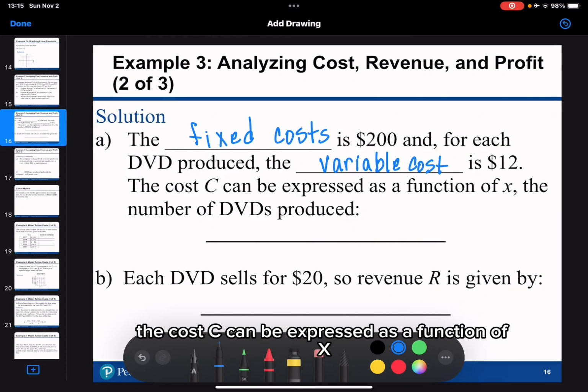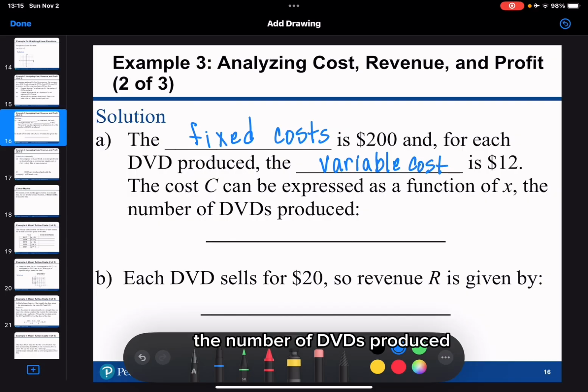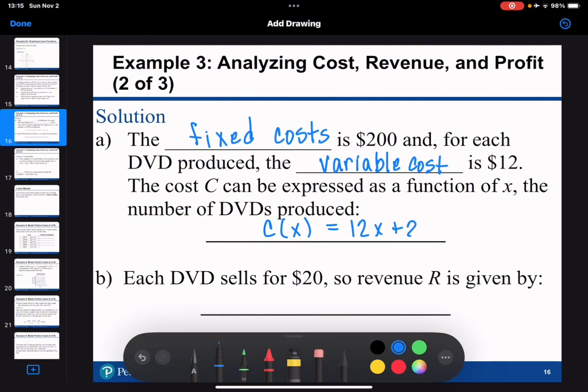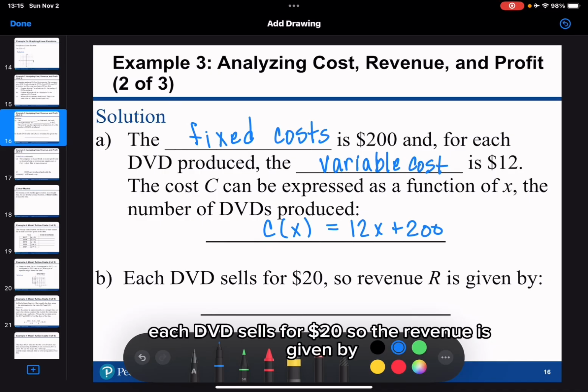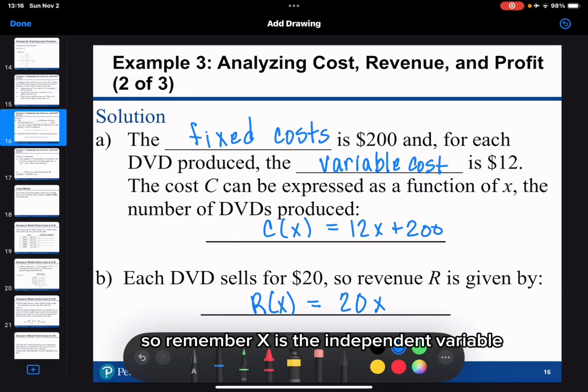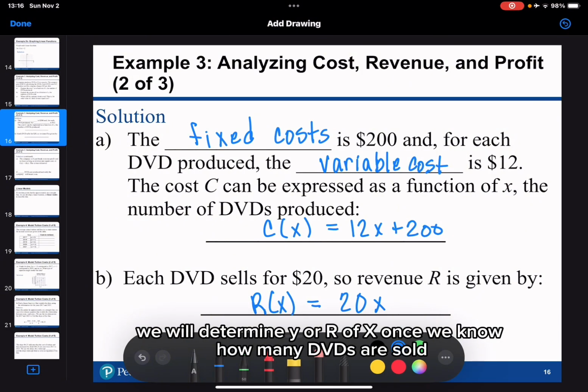The cost C can be expressed as a function of x, the number of DVDs produced. So we can say C of x will equal 12x plus 200. Each DVD sells for $20, so the revenue is given by R of x equals 20 times x. So remember, x is the independent variable. We will determine y, or R of x, once we know how many DVDs are sold, which will be x.